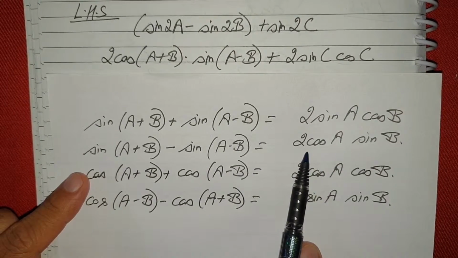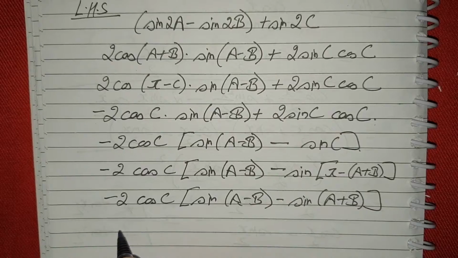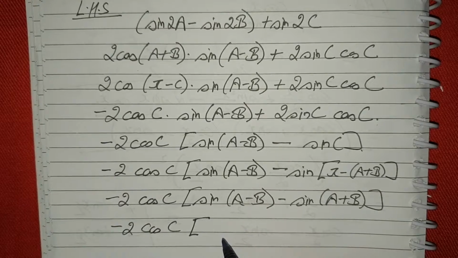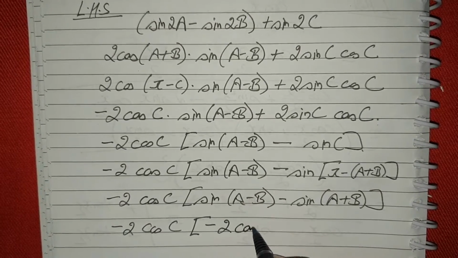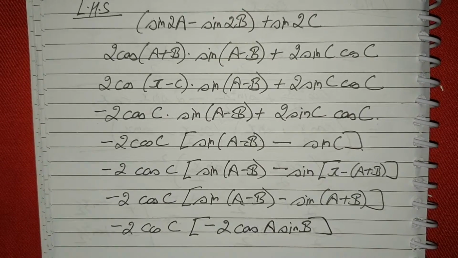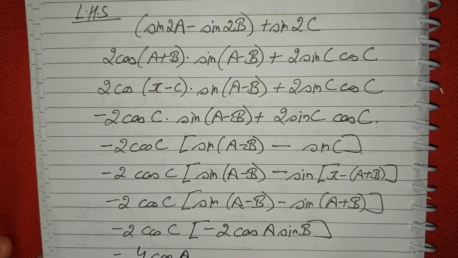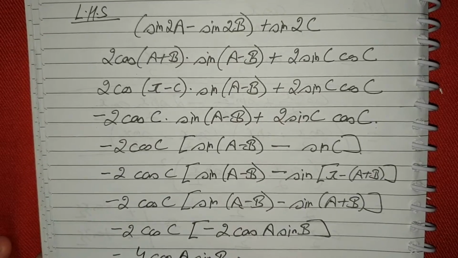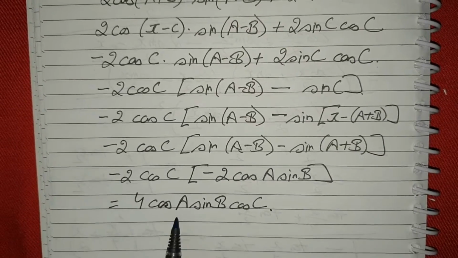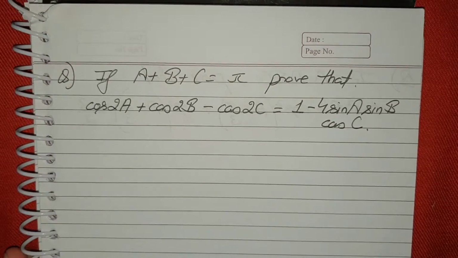So this will be negative of 2 cos A sine B. So this will be minus 2 cos C into negative of 2 cos A sine B, which is 4, now rearrange it, cos A sine B cos C, which equals 4 cos A sine B cos C. Just rearrange it, which is equal to the answer. So moving on to the next example.